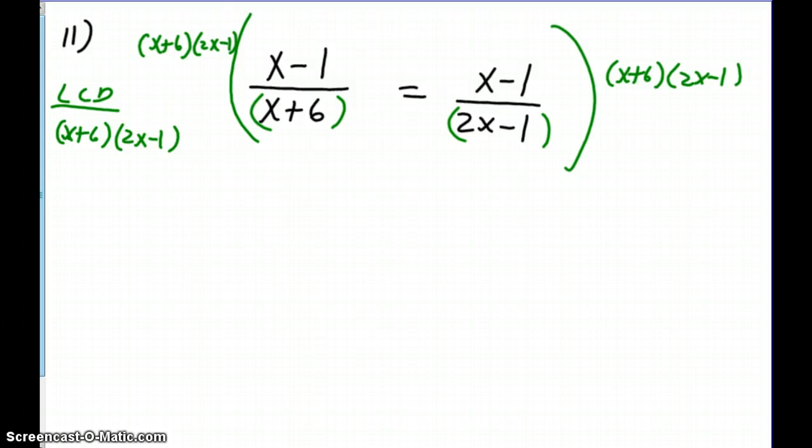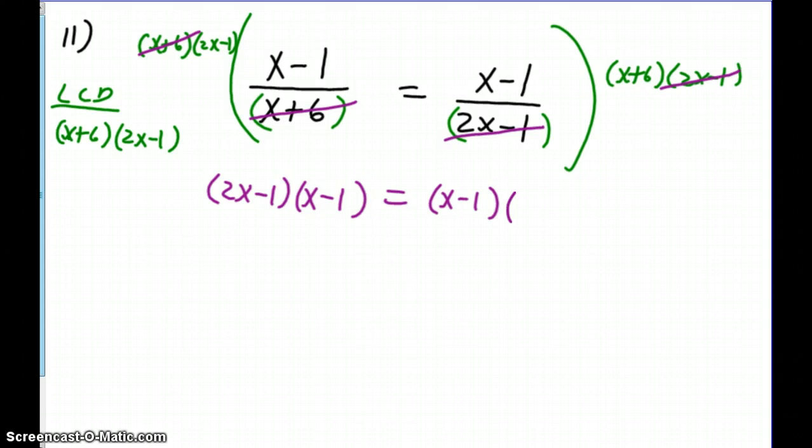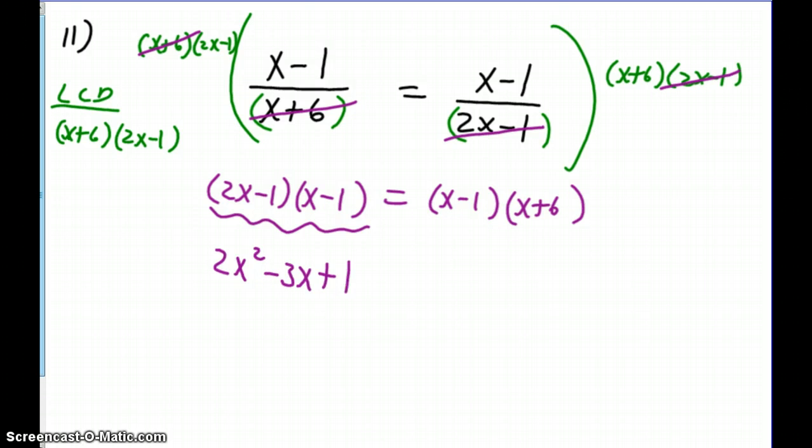Alright, we multiply the first fractions together. The x plus 6 is canceled. We have 2x minus 1 times x minus 1 equals, here, 2x minus 1 cancels. We have x minus 1 times x plus 6. Now our job is to solve. So let's FOIL this together. We get 2x squared minus 3x plus 1. And let's FOIL this together. We have x squared plus 5x minus 6.